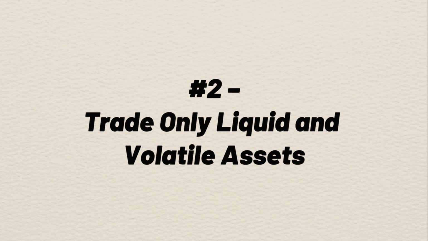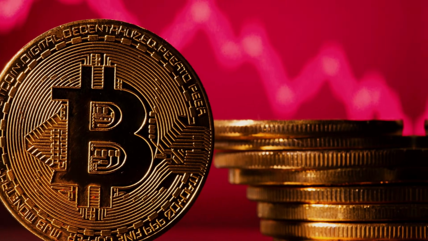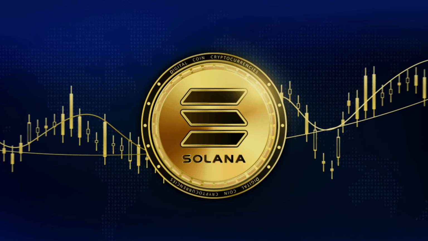Now, the second strategy to grow a small crypto trading account is to trade only liquid and volatile assets. What do I mean by this? Liquidity is very important when you are trading a small crypto trading account. You need to stick to major coins like Bitcoin, Ethereum, Solana, and so on because they have high trading volumes and they have lower spreads. And I'm going to advise you to avoid trading some altcoins with low liquidity because they can be easily manipulated.